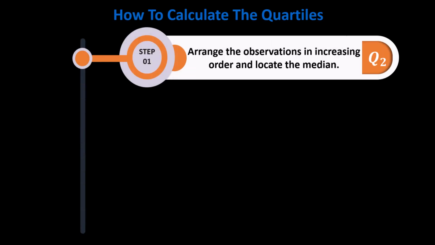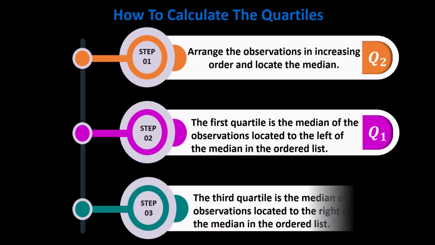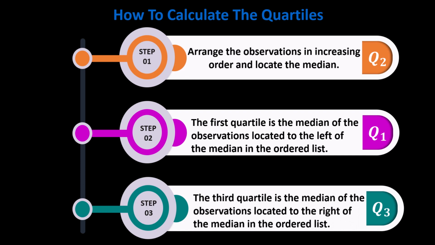Now let me explain how to calculate the quartiles. Step 1. Arrange the observations in increasing order and locate the median. We already know how to find the median. So that is the Q2. Then step 2. The first quartile is the median of the observations located to the left of the median in the ordered list. So that is the Q1. Then step 3, to find the Q3. The third quartile is the median of the observations located to the right of the median in the ordered list.